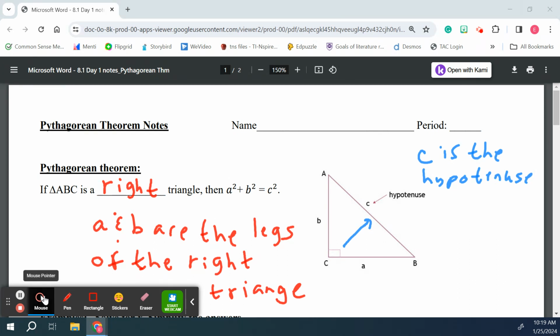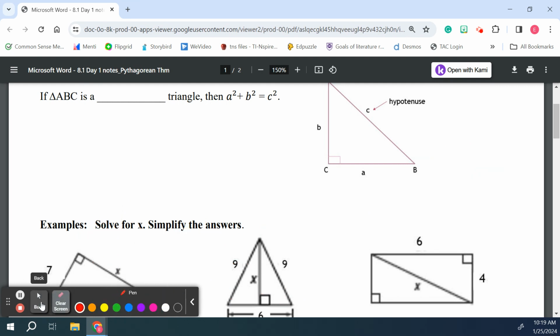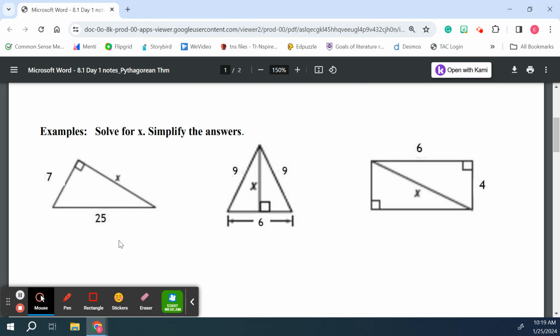Okay. So let's move on from here. I'm going to clear the screen. Let's take a look at some examples. The first thing I want to do is identify here, we're going to solve for x. To simplify the answers, take out your calculators. It's going to be helpful.